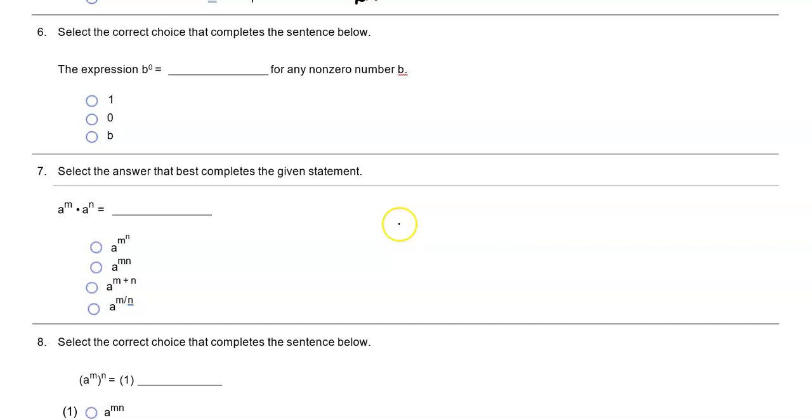Select the correct answer that completes the sentence below. The expression b raised to the 0 power is equal to 1 for any non-zero number b. And here's a quick example that applies this definition. If I raise x to the 0 power, that will equal 1. If I raise x to the first power, that equals x.